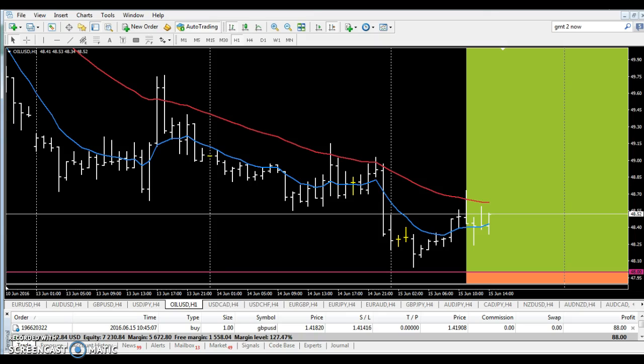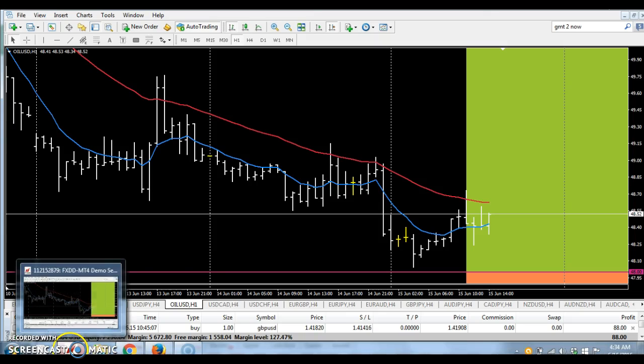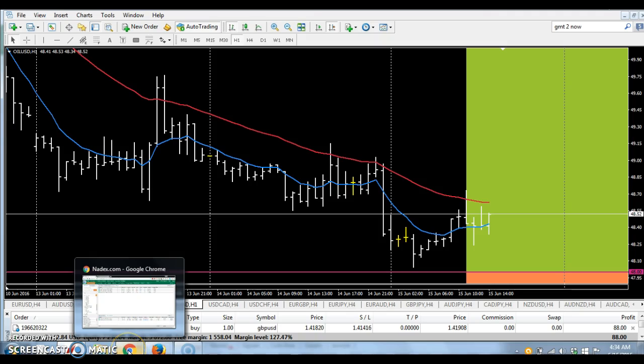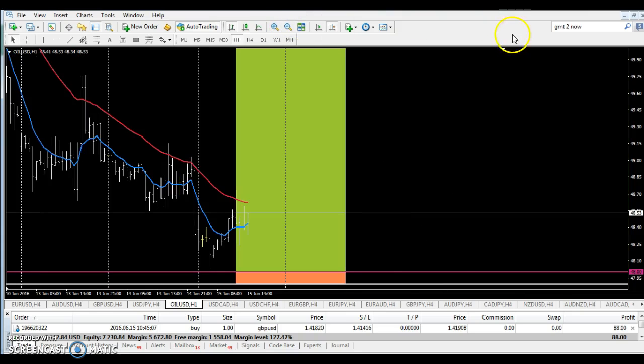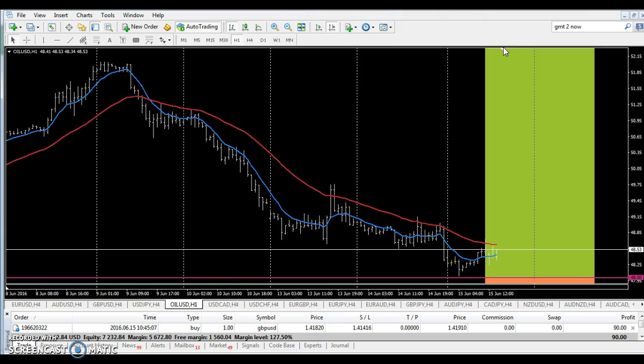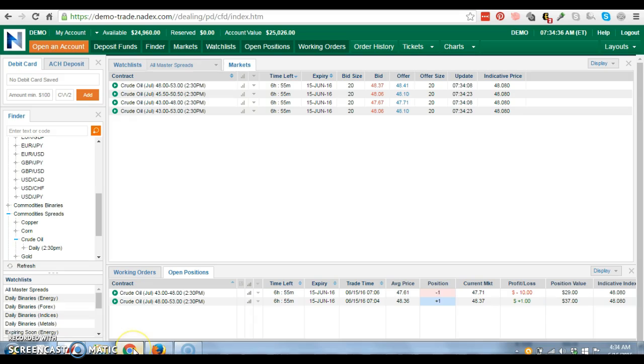But this is my Forex chart, and that's our bull and our bear straddle spread. We're ready to go. No matter which way oil goes today after that report, we're covered. We're covered long and we're covered short. And I bounced back to Nadex. These are my open orders. They're under my open order box.